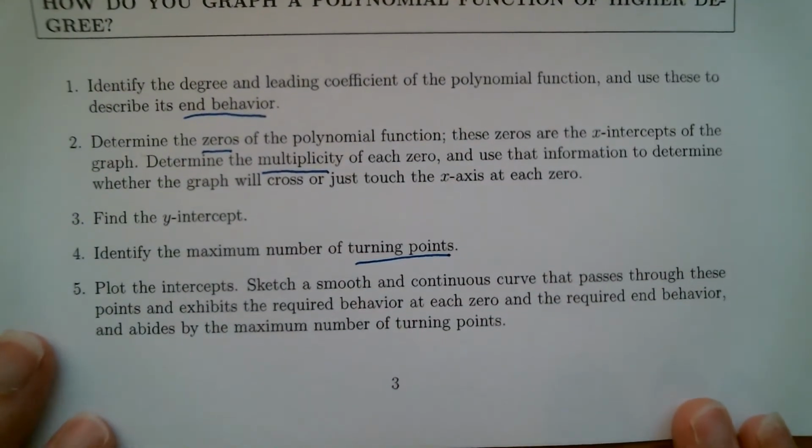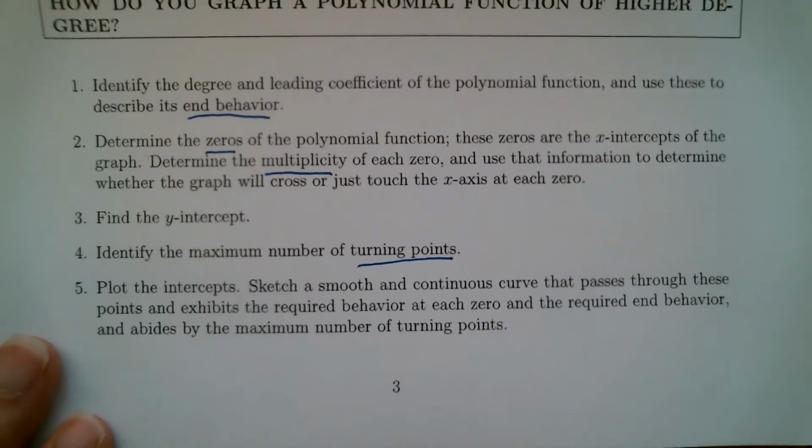And then the last step, you're going to put everything together. You're going to plot the intercepts, x and y. You're going to sketch a smooth and continuous curve that passes through these points and exhibits the required behavior at each zero and the required end behavior, and abides by the maximum number of turning points. So those are the steps for graphing a polynomial function of higher degree.